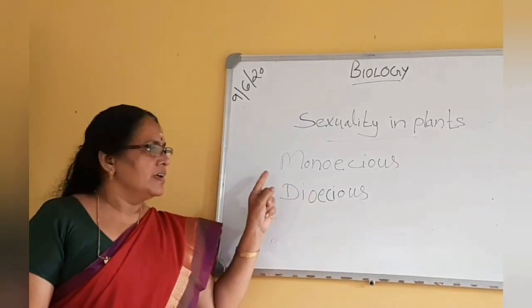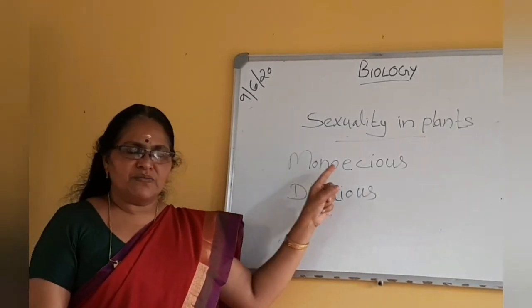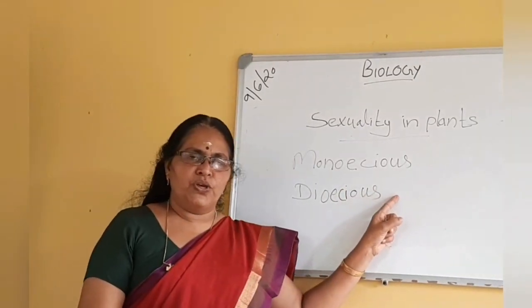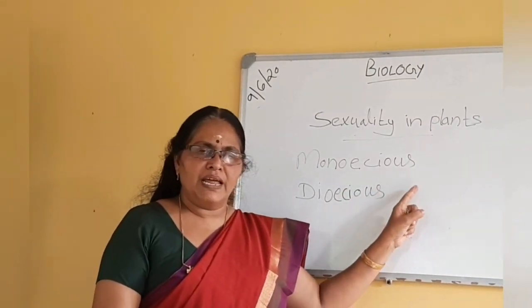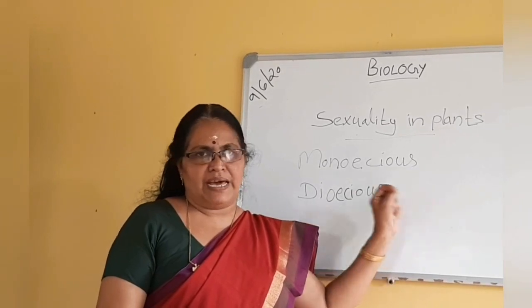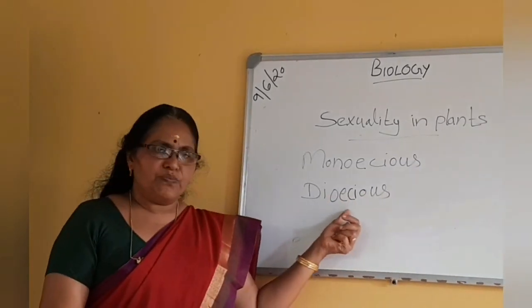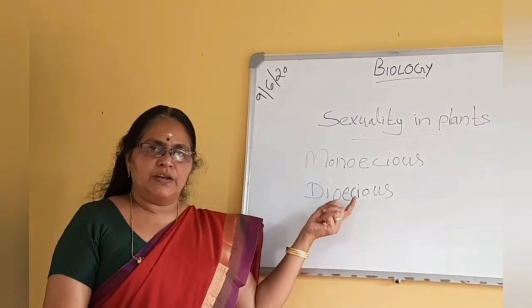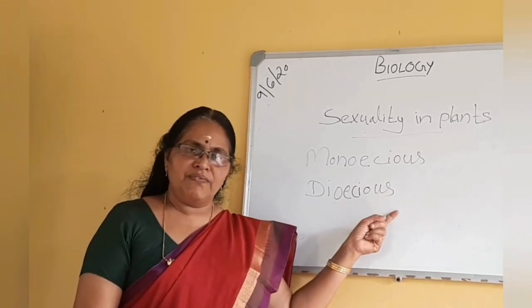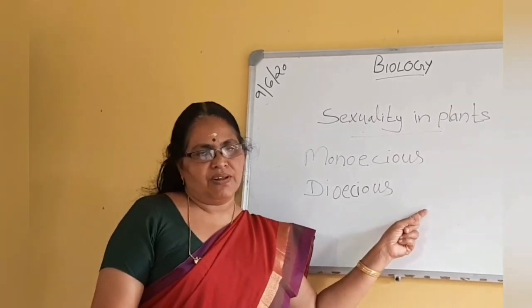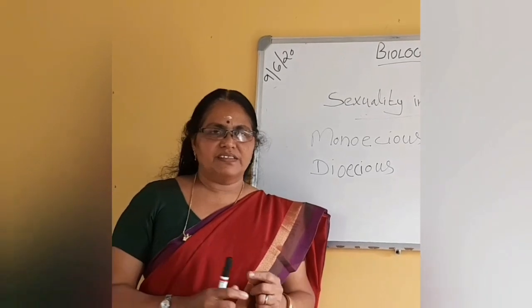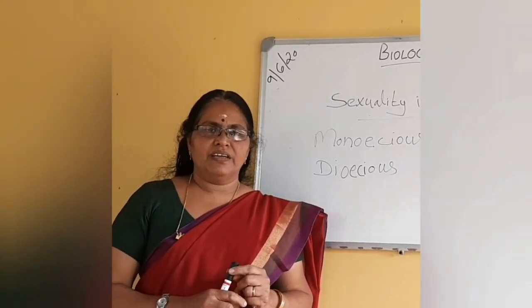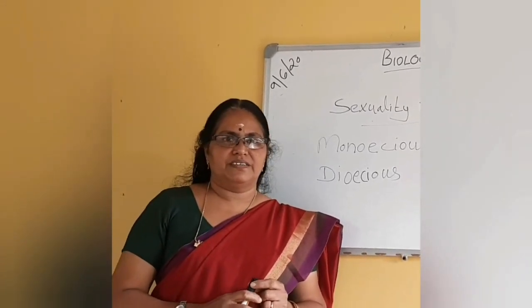Is that clear? Once more. Monoecious means the plant which produces both male and female flowers on the same plant. Dioecious plant means the plant that produces either the male flower or the female flowers. That's all with the chapter. For better understanding, we can watch an animation.